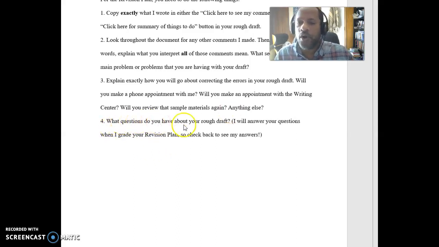And then in 4, what questions do you have about your rough draft, right? Ask anything that you have. If you are not sure about what any of my comments mean, you're not sure about what to do next, whatever it is, if you have any question, go ahead and write it there in number 4. When I mark these, I will be looking at these and I will answer your questions.